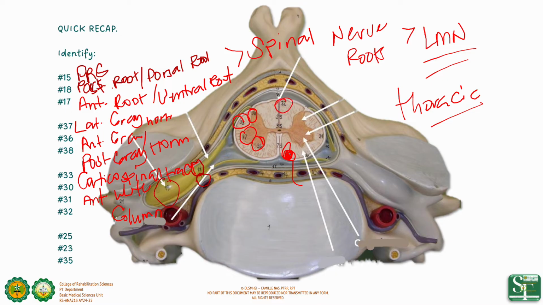There. 32, is this fasciculus gracilis or cuneatus? Gracilis. Okay, 25. 25 is this, the one at the posterior, this is the posterior median fissure. Okay. Oh, sorry, 25. Wrong. I saw the wrong number. Mistake, it was 35 that I saw.